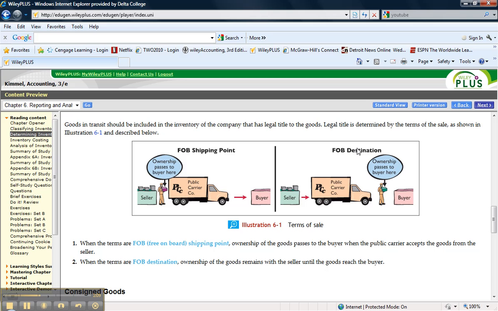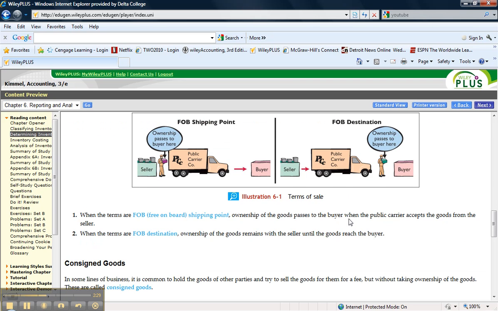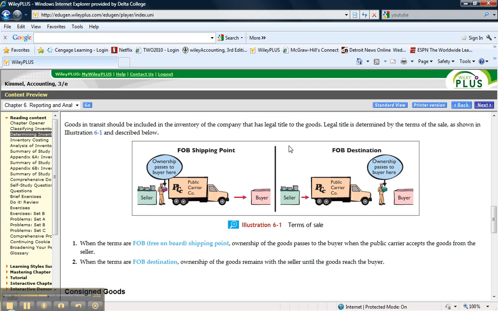FOB destination is the opposite. The seller owns the goods all the way through the transportation process until they get to the buyer's place of business. So you might imagine there's room for negotiation here. Nobody wants to own the goods while they're in the carrier's hands because they've got to insure them then, so it costs more money. So it's a point of negotiation between buyers and sellers. But that needs to be figured out.